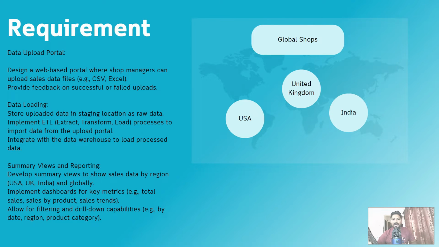So now how will we build a technical solution from this requirement? Just assume, first is a data upload portal, so we can create a simple web application for that. Then data loading, so how will we extract that data from the web portal? For that we need some staging location, as it mentions, to store uploaded data in the staging location as raw data. We also have to maintain all the CSV files, so we'll collect those files. Now I will go to the technical architecture, so how we are going to build this.